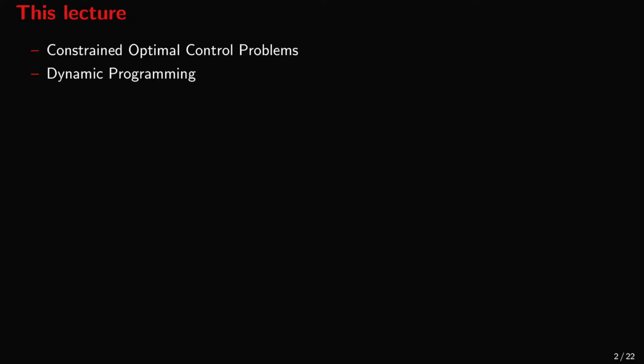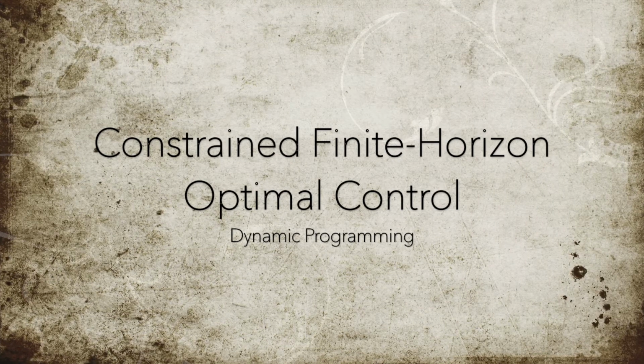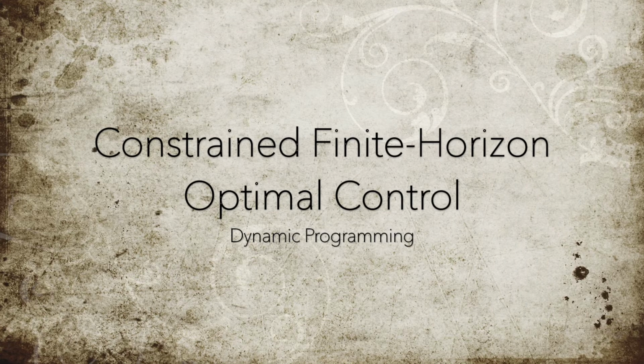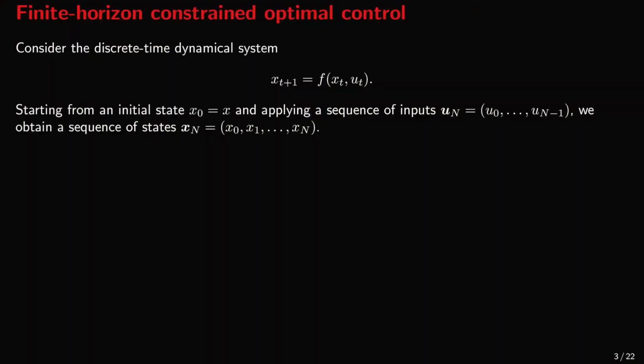ones. In this lecture, we will study constrained finite horizon optimal control problems using the dynamic programming method. So consider a discrete time dynamical system, possibly non-linear, which is governed by this equation. Starting from an initial state x0, which is equal to some given state x, and applying a sequence of inputs u boldface n, we obtain a sequence of states x boldface n.